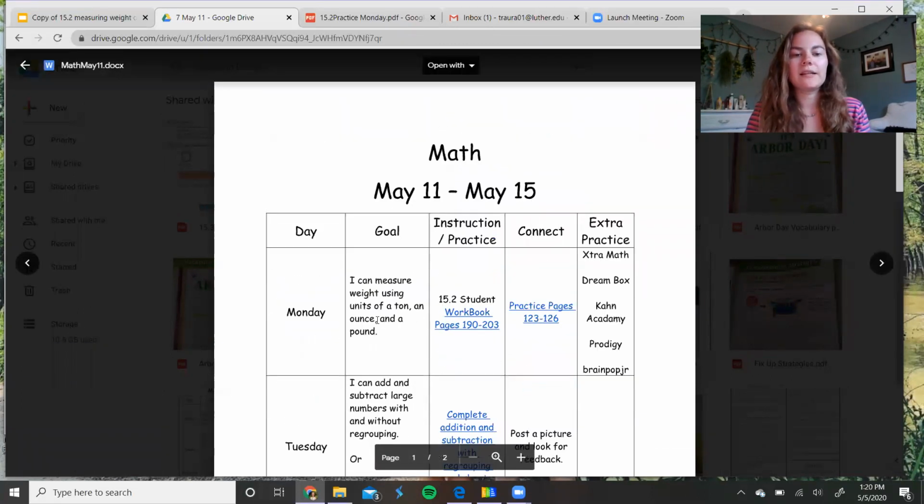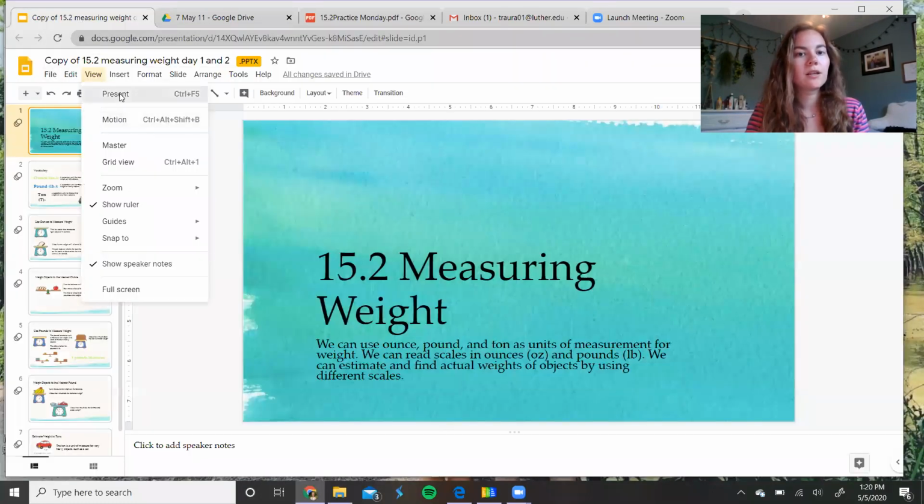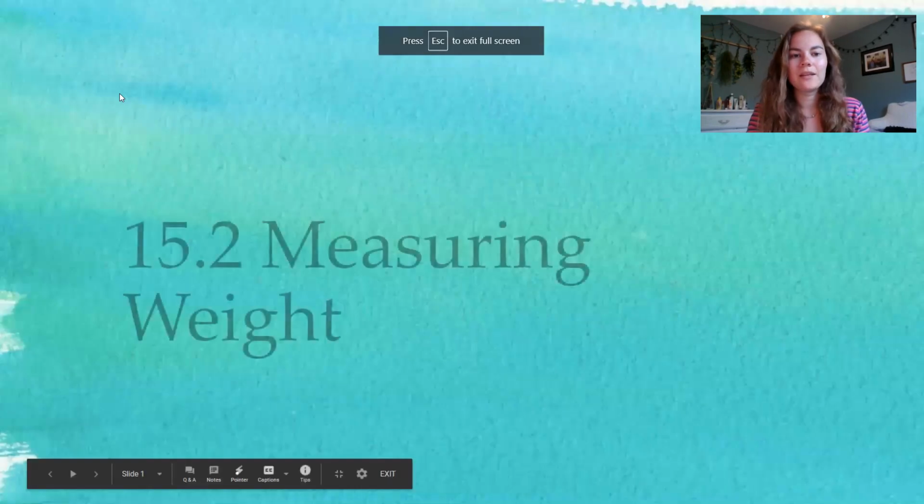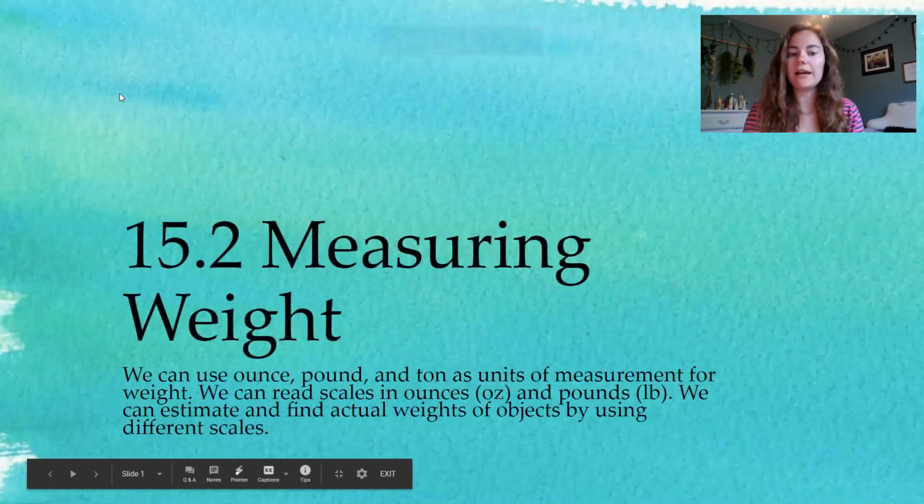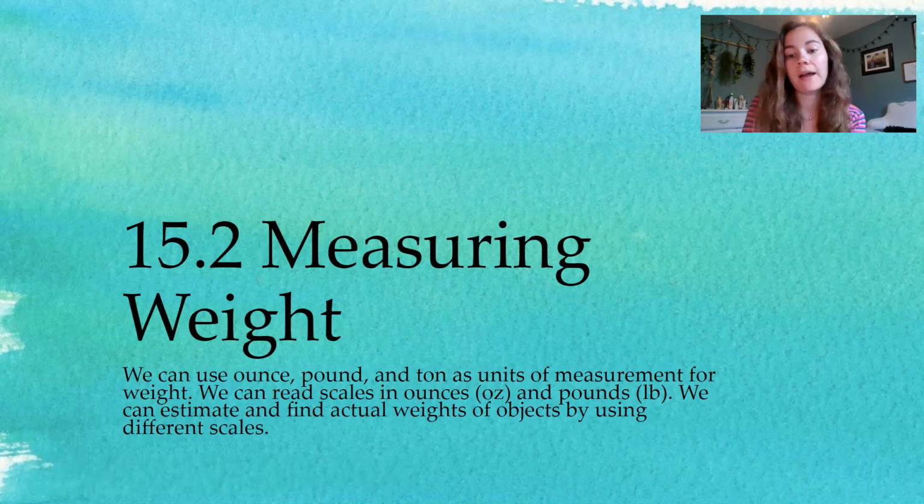So, like I said, today is Monday, so I'm going to bring us over here and we are going to start with weight. We can use ounce, pound, and tons as units of measurement for weight. We can read scales in ounces and pounds. We can estimate and find actual weights of objects by using different scales.